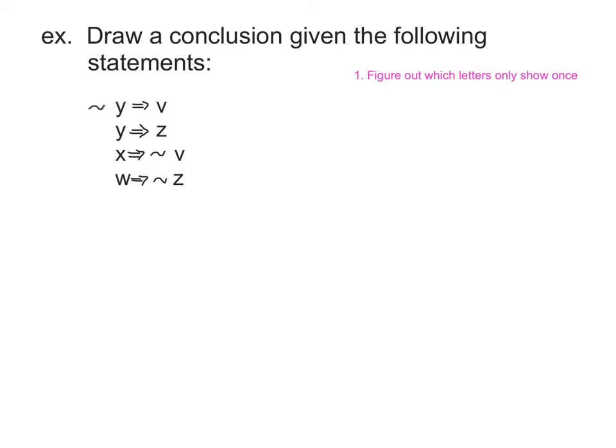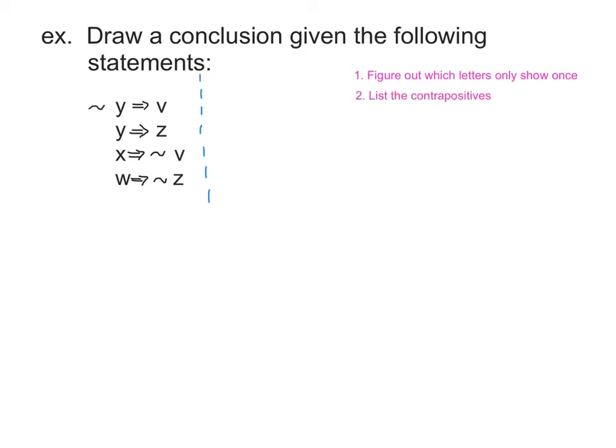So step 1. We need to figure out which letters only show up once. When I look at these 4 statements, I see 2 Y's, 2 V's, 2 Z's. The 2 letters that only show up once are the X and the W. That means that my answer is going to have an X and a W in it. Now, I don't know the order. I have 4 possibilities here. It could be X implies W, X implies not W, W implies X, or W implies not X. I am not sure which of those 4 it is, but I know that my answer is going to use an X and a W.